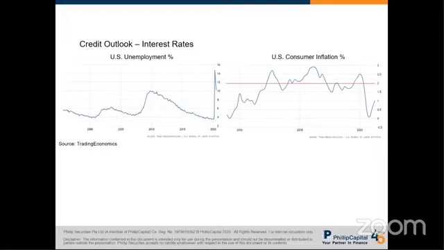The second thing they look at is inflation. They have a target of 2%. Currently, because of the pandemic, it's at around 1%. But if you look at the chart at the bottom, okay, next.